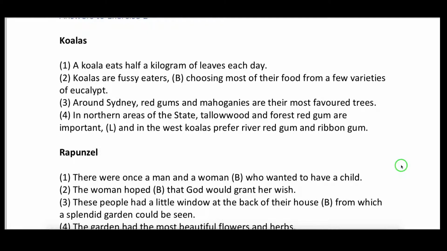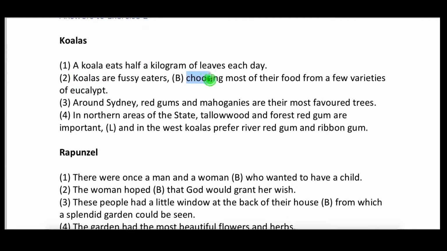In the next exercise, you need to decide whether the complex sentences are linking or binding. You remember that linking means adding an independent clause to another independent clause, and binding means adding a dependent clause to an independent clause. So number 2 here, koalas are fussy eaters. That's the independent clause. Choosing most of their food from a few varieties is the dependent clause.